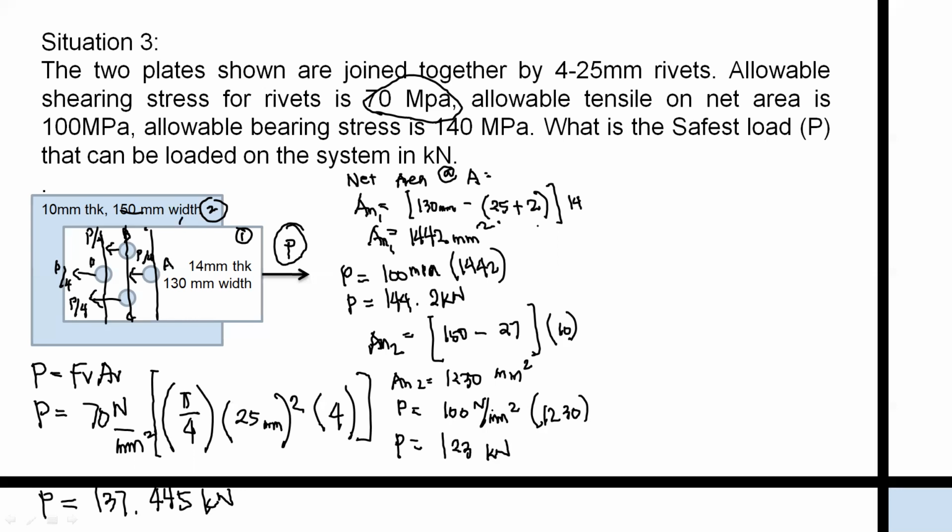How about we take the net area at B and C. So let us change the color of our pen.